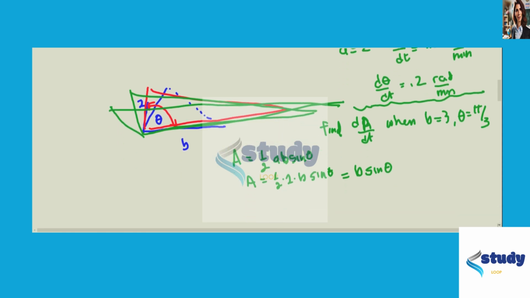Okay, now this time 3 things were changing. Remember, B is changing, theta is changing, and the area is changing. So over here on the right, we're gonna have to use the product rule. All right, so here we go.